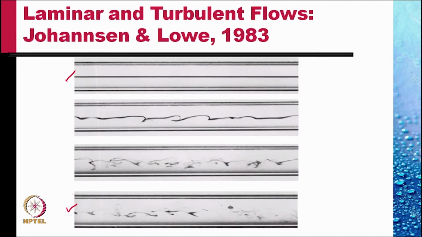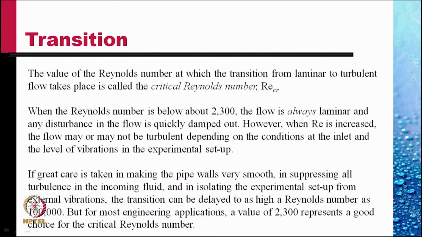Johnson and Lowe did the experiment in 1983 on the same equipment as Reynolds used in his laboratory at the University of Manchester. Reynolds had reported that the transition took place at Reynolds number as high as 100,000. But in the later experiment, a century later, they could never take the transition beyond about 8,000.